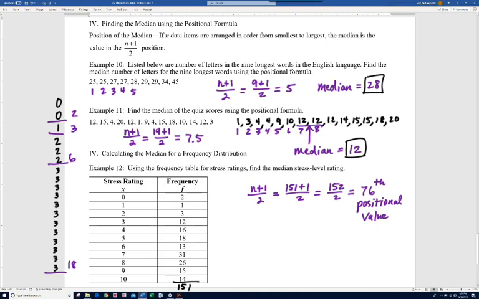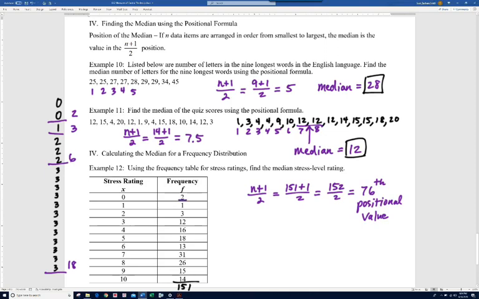So let's see how that, we don't really want to do this with the table, because you can see the 4 repeats 16 times, the 5 repeats 18 times. We just don't want to continue to do it the way I'm doing it here. So let's see how we can do it in the table.